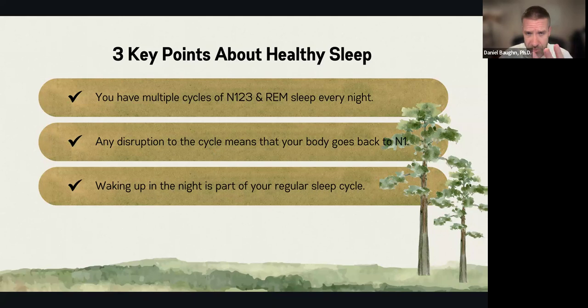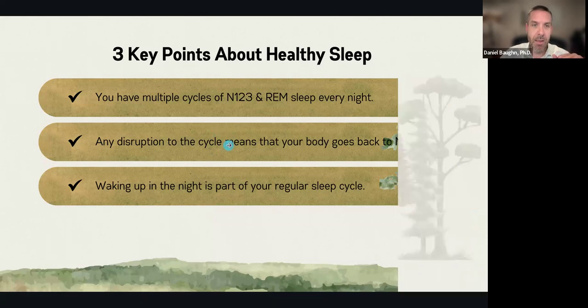So if you are in stage three sleep and something wakes you up, like the cat jumps on the bed, or you hear the garbage truck outside your house, or something else happens, then you'll wake up. And that wake up again is not the challenge. It's being unable to go back to sleep that is the big challenge. And again, your body wants to go back to the stages that it left off as quickly as it can. And then the third part, waking up in the night is a part of your regular sleep cycle. So that's completely a normal thing.